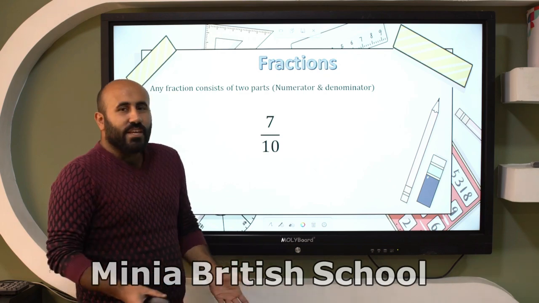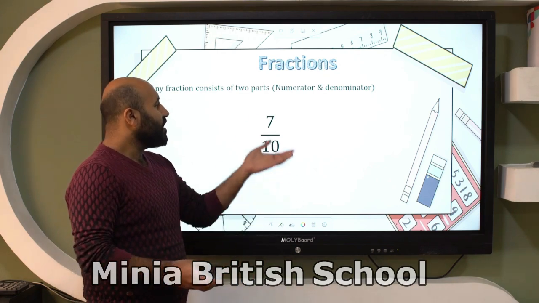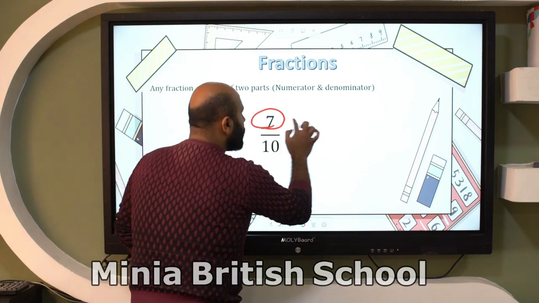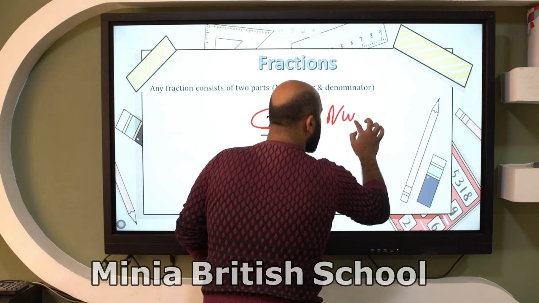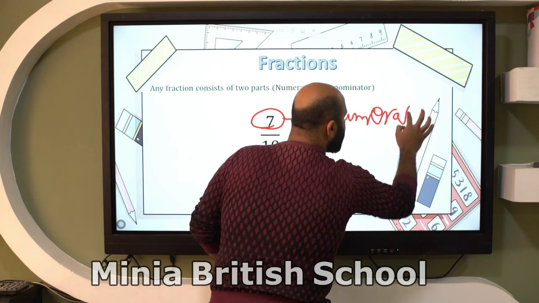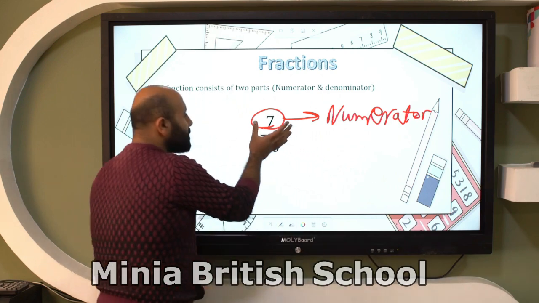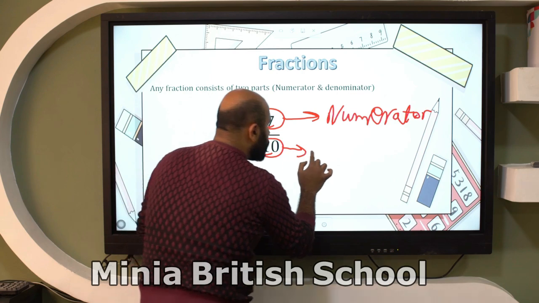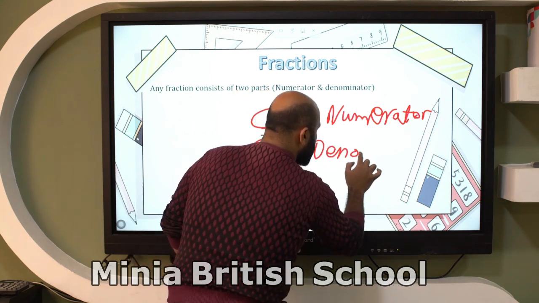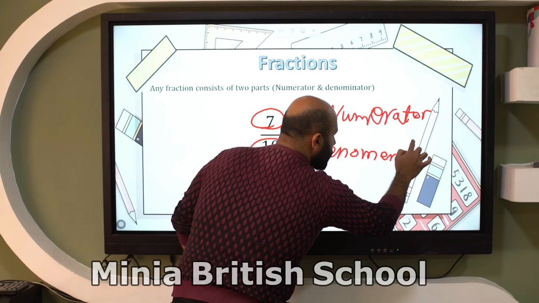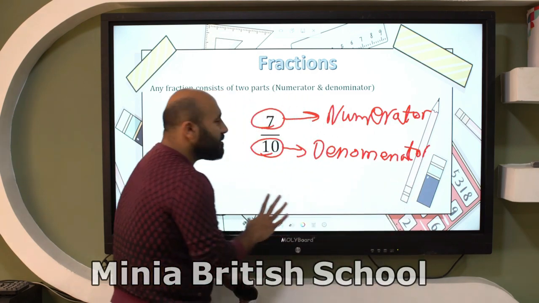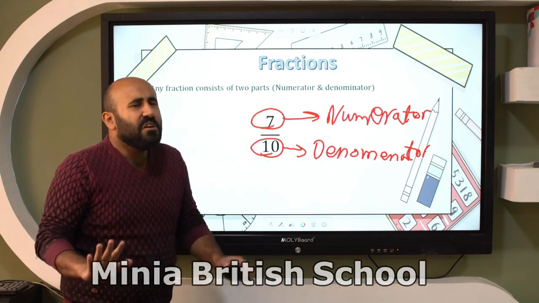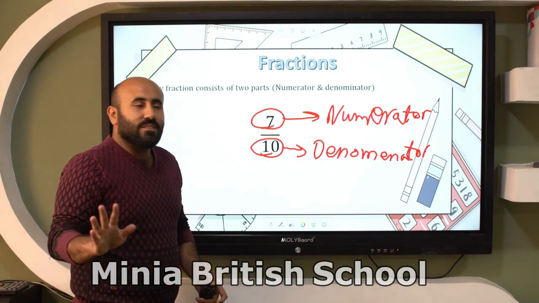In general, what is the fraction? Simply, any fraction consists of a numerator and a denominator. This part we call the numerator, and it's always the upper part. What about the other part, which is called the denominator? Simply, any fraction consists of the numerator and the denominator, without any kind of difficulty, okay?